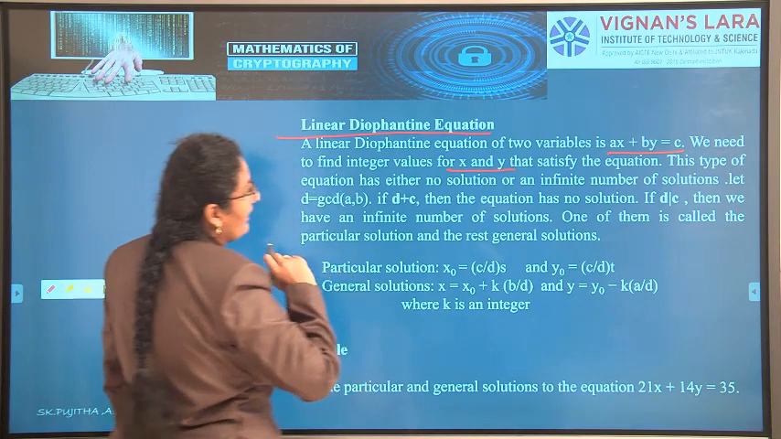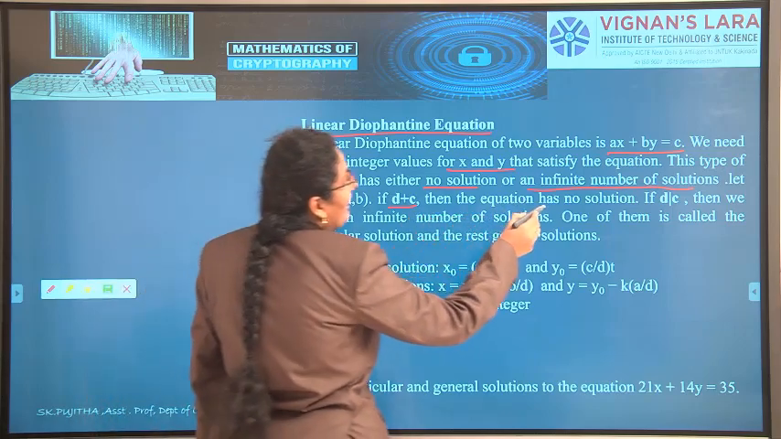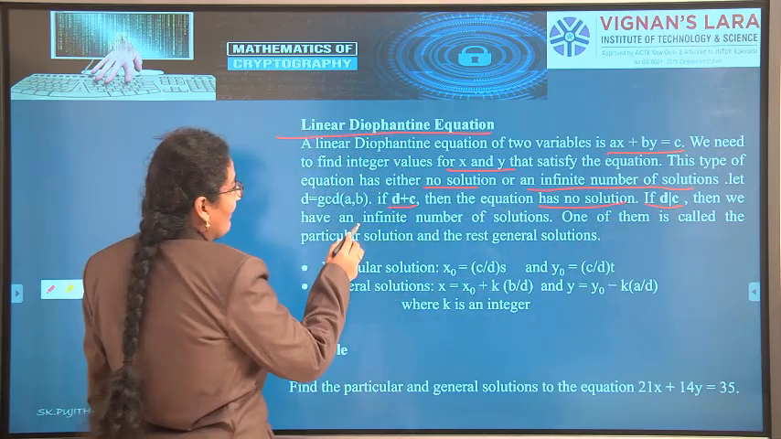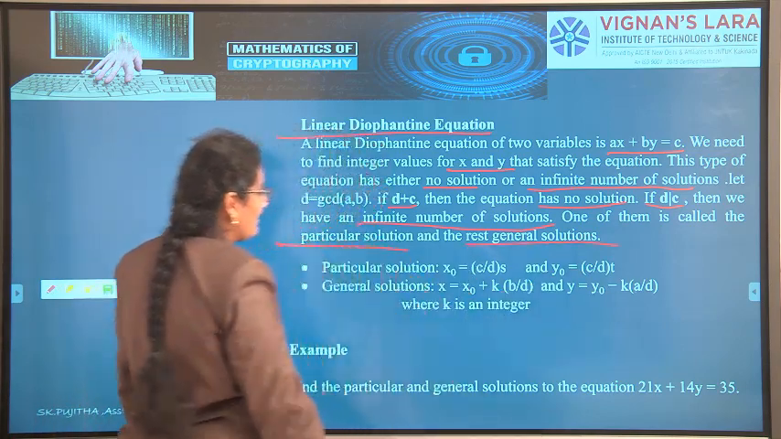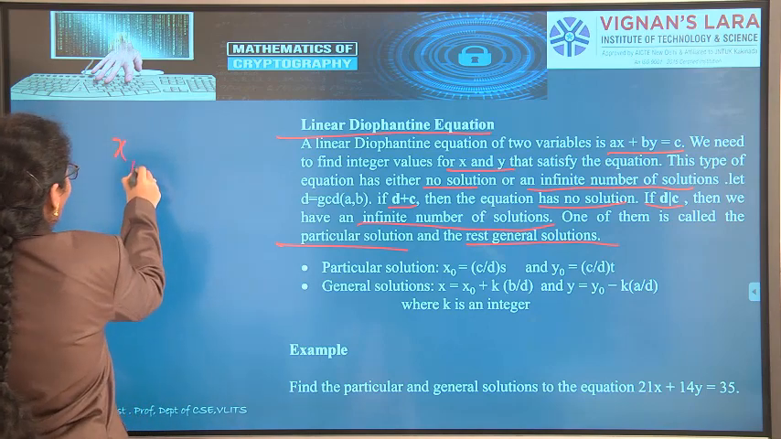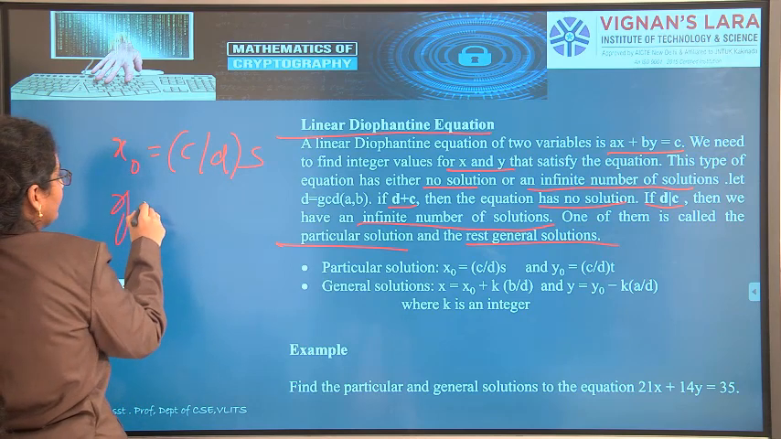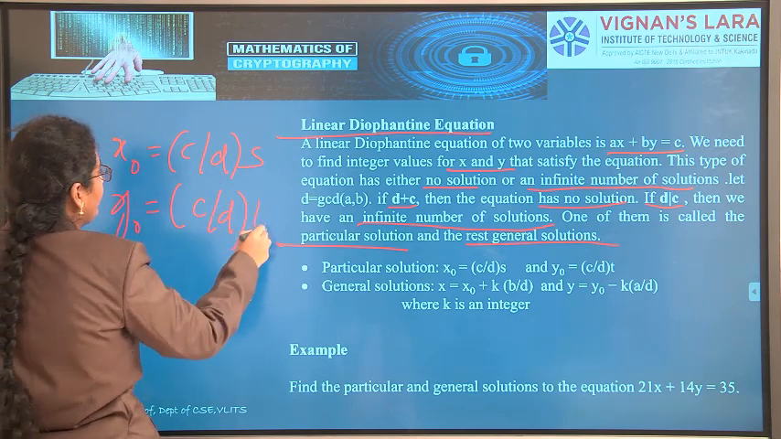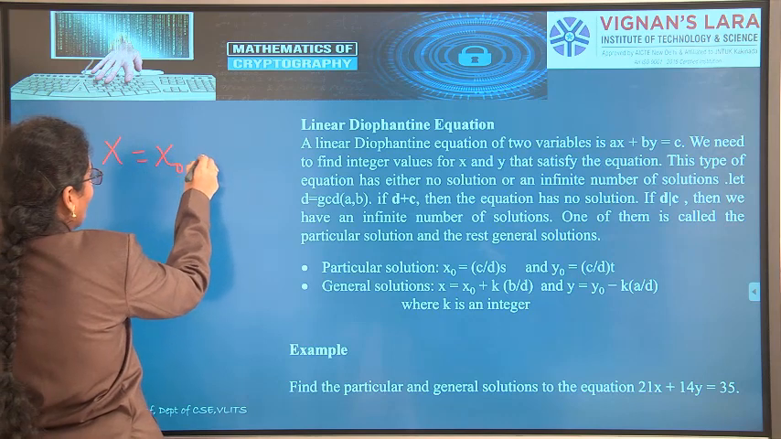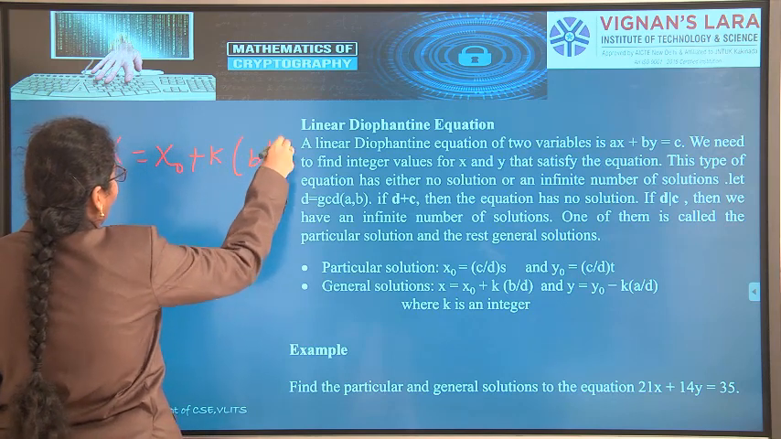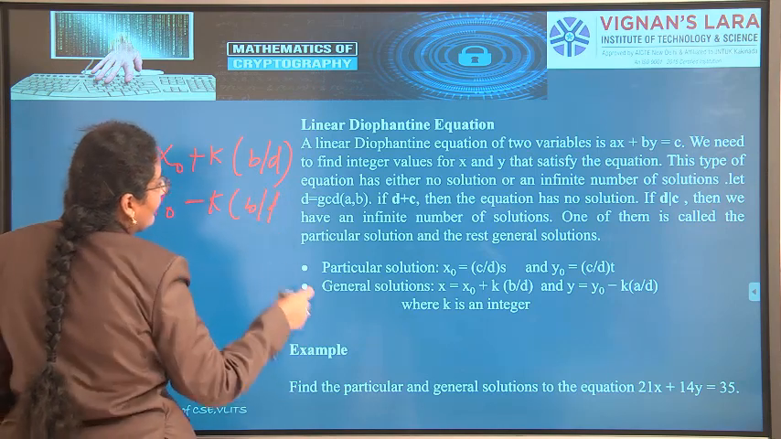So remember, a linear Diophantine equation means ax plus by equal to c. Here we should find x and y values. This can have no solution or an infinite number of solutions. If d does not divide c, we will have no solution. If d divides c, we will have an infinite number of solutions. The important thing is that here we can have a particular solution or a general solution. The equation for the particular solution is x naught equal to c divided by d into s, and y naught equal to c divided by d into t. In the same way, for general solutions, x equal to x naught plus k into b by d, and y equal to y naught minus k into a by d, where k is an integer.